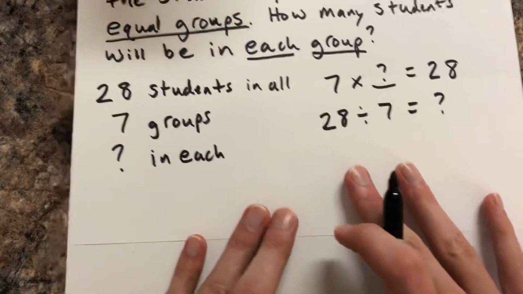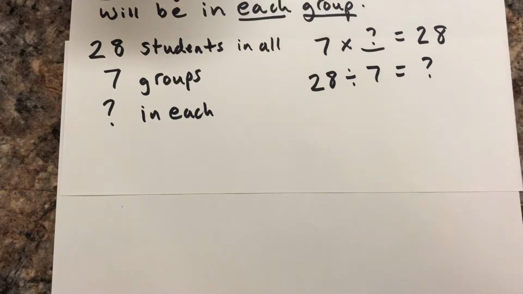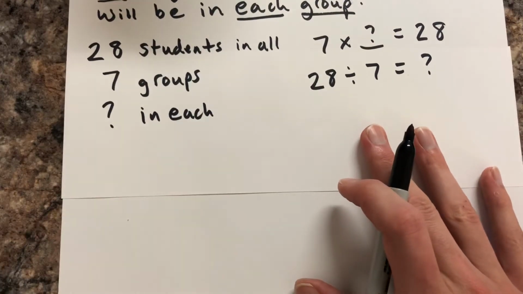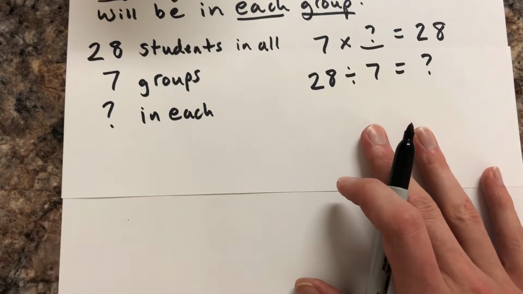Okay, how do I want to draw a picture? Let's first do a number bond, and then we'll do a tape diagram.